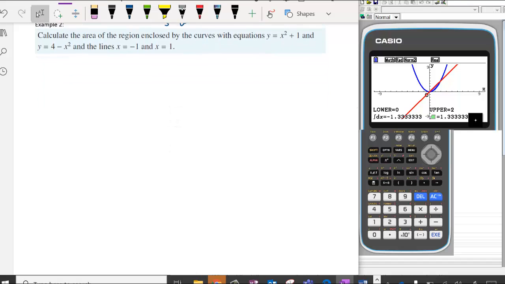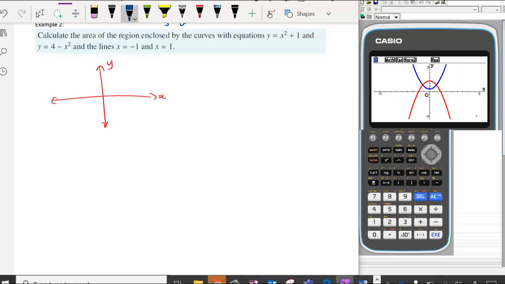Calculate the area of the region enclosed by curves y is equal to x squared plus 1 and y is equal to 4 take x squared. So we'll do the same thing. We'll start by sketching them. Okay, so pretty straightforward. We've got x squared plus 1, which is just an x squared function moved up 1. So we'll say this is f of x. We've got our 4 take x squared, which is an inverted x squared function, shifted up 4. So here's our g of x, which is 4 take x squared.